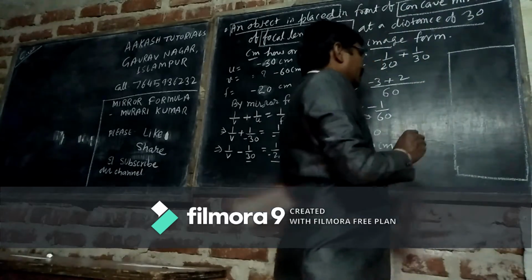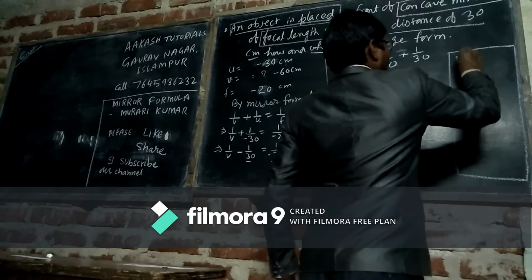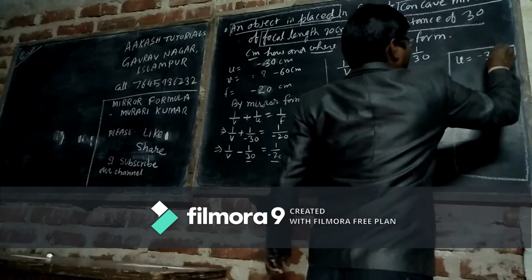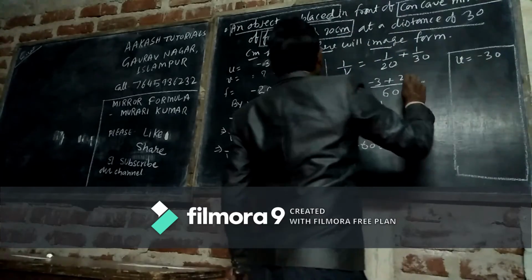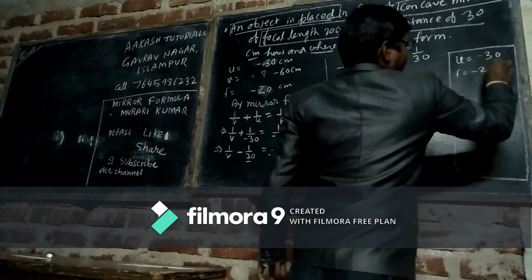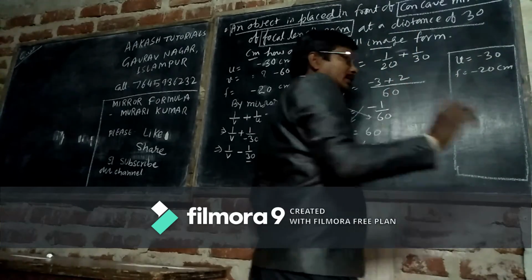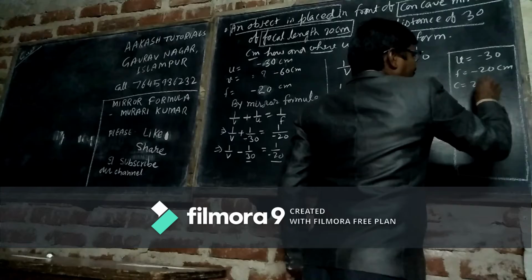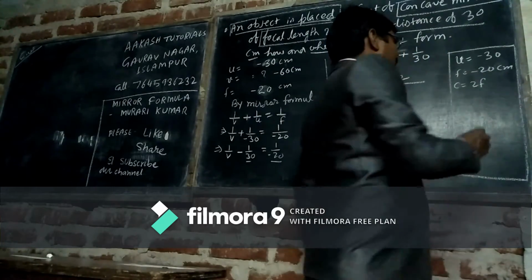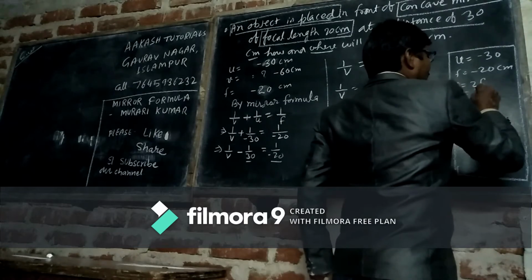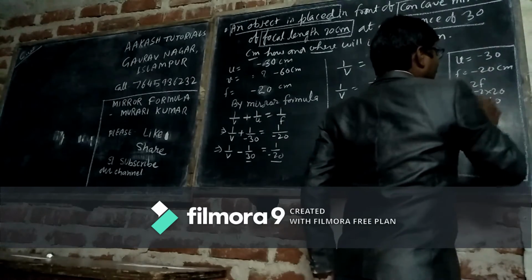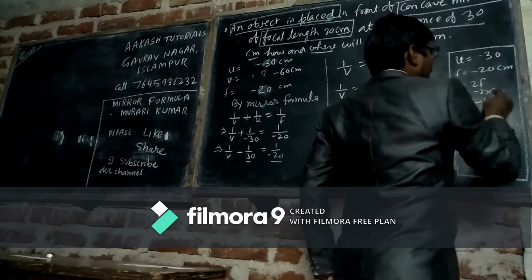Now do a simple calculation. Whatever we have been given, u is equal to minus 30 centimeter. Forget the sign. f is minus 20 centimeter. And C will be 2f, the center of curvature is twice the focal length. C is equal to 2f, that is minus 2 into 20. C is equal to 40 centimeter.